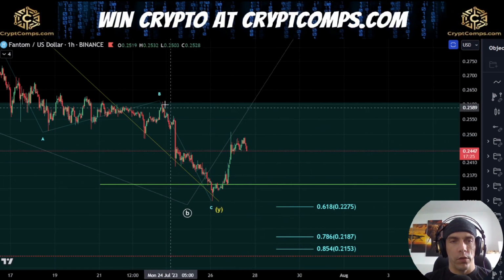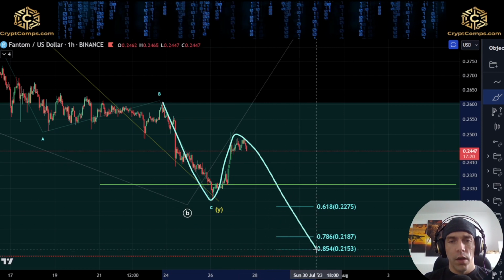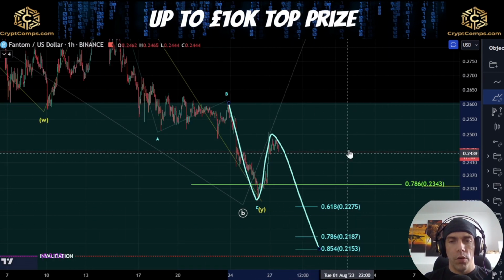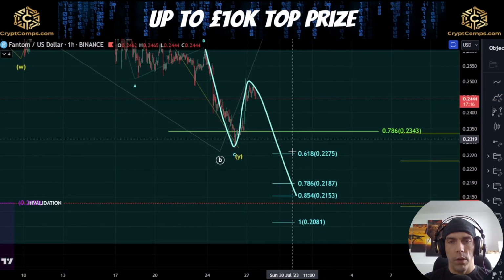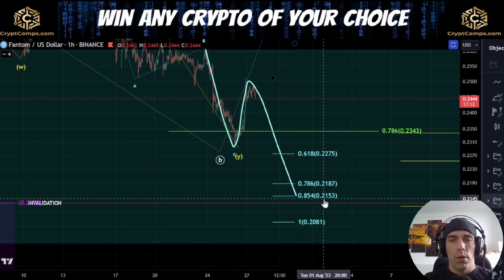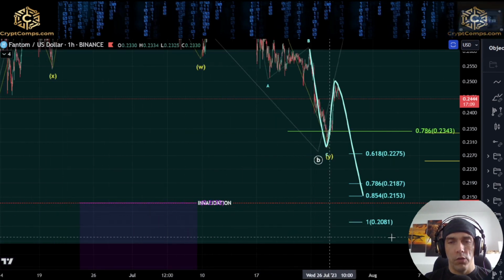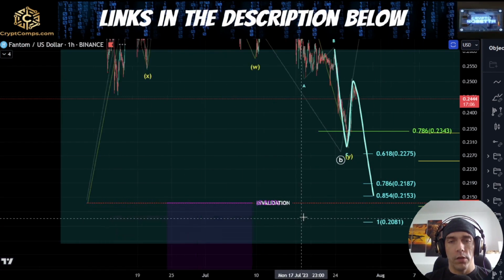continuation to the downside. Now, if we do see something like this as A, B, and C, what this could mean is that we could actually see price come back down towards some of these lower levels here. So we have this 786 sitting at this 21.87, we have this 21.53, and then lower down here, below our invalidation point, we do have this 20.81.